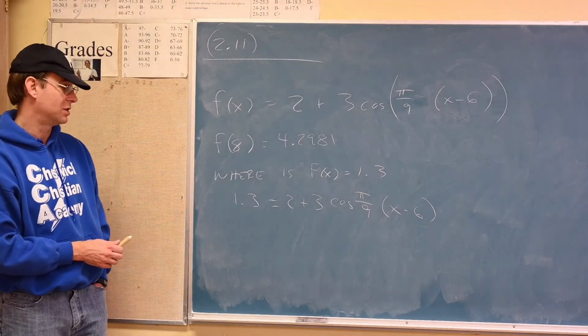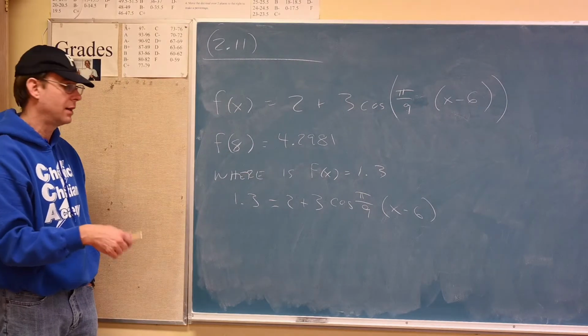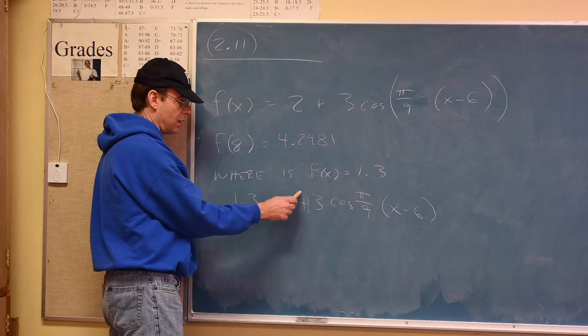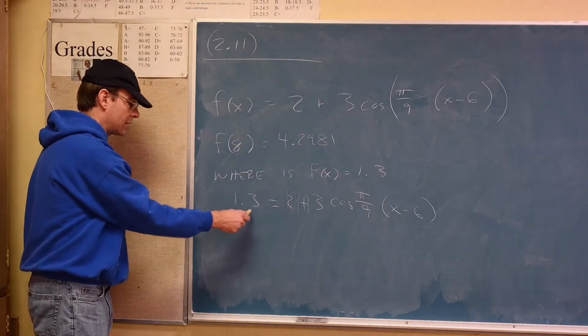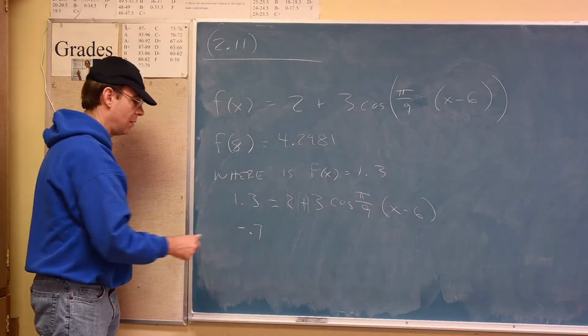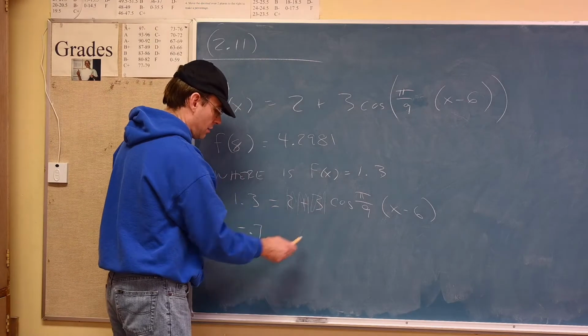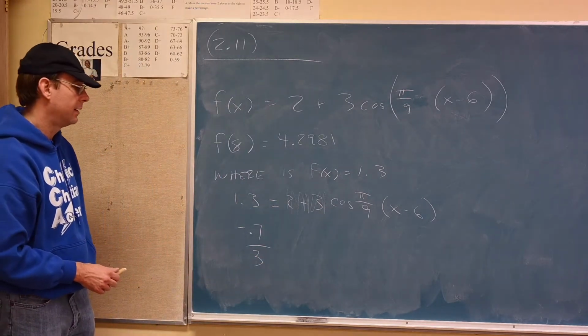Okay, there's a lot of numbers in the way of that x. So you just have to kind of go like an onion, peel it a layer at a time, work from your outside in. So I want to get rid of first this add 2. So the first thing I'm going to do is subtract 2. If I subtract 2, I'm looking at negative 0.7. Then I'm going to divide 3. When I divide 3, now I've got that on the other side.